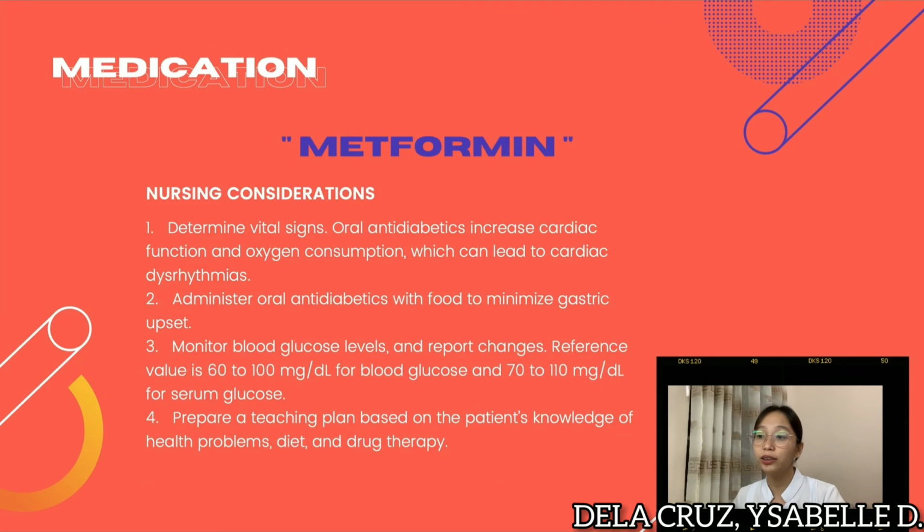For the nursing consideration, first is we have to determine the vital signs. Pag na-determine natin yung vital signs, ito yung magsisilbing baseline data natin. Since yung gamot or yung oral anti-diabetics is nakaka-increase siya ng cardiac function and oxygen consumption which can lead to cardiac dysrhythmias. Number 2, administer oral anti-diabetics with food to minimize gastric upset.